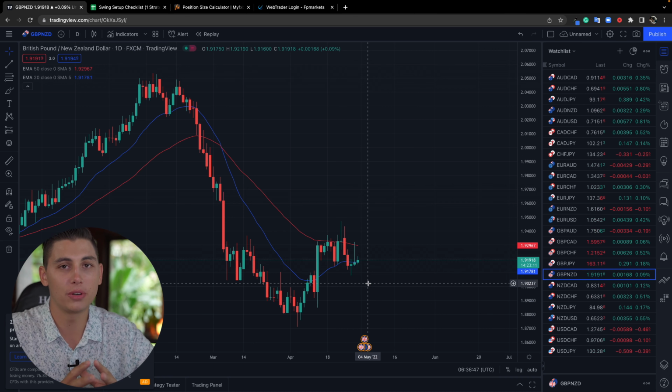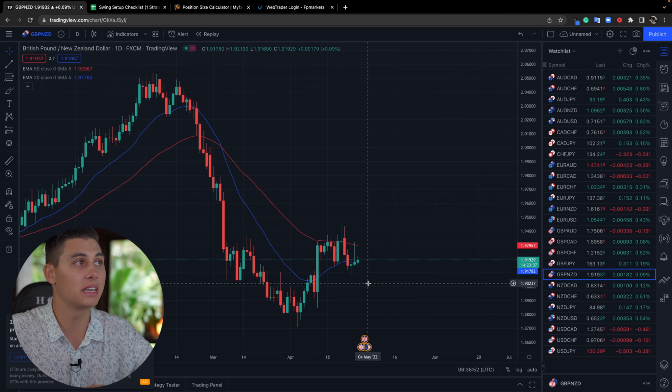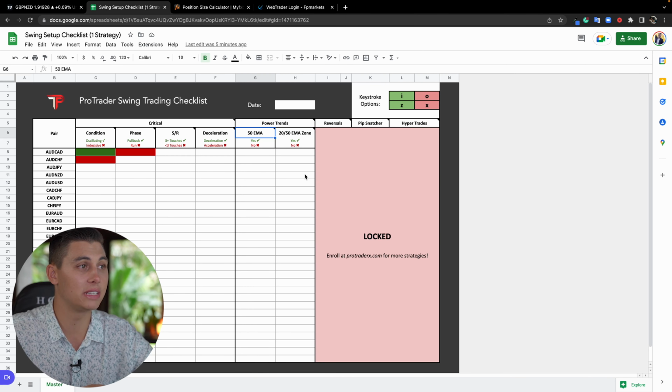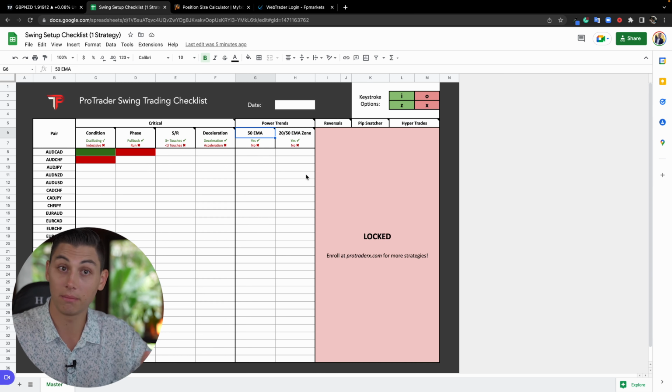Now, all I want you to focus on when you start trading on the demo account is, does it meet these 6 criteria? That's what we're going to go through. And if it does, you take the trade. Makes sense, right?